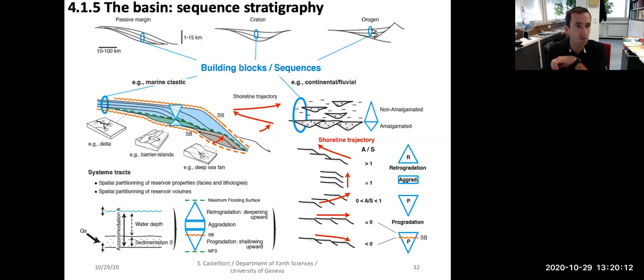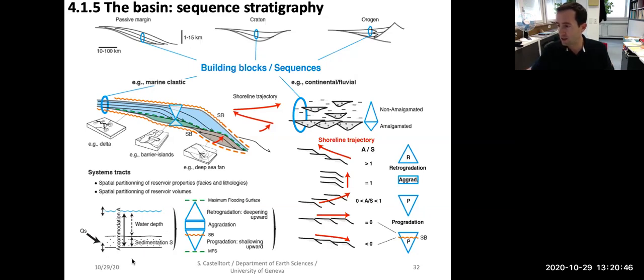So we continue this lecture on source to sink. And I stopped in the previous hour, I stopped here after having defined the sequence system struct, both in marine and in continental. All of this is linked. You don't have to do it in one sense or another.